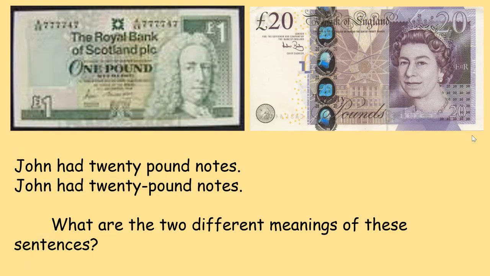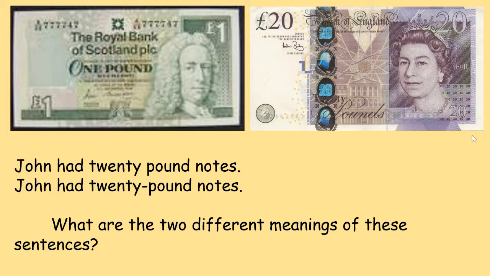So we're going to have another look at an example here together. So John had £20 notes. John had £20 notes. What are the two different meanings of these sentences? I'd like you to have a little think about it.